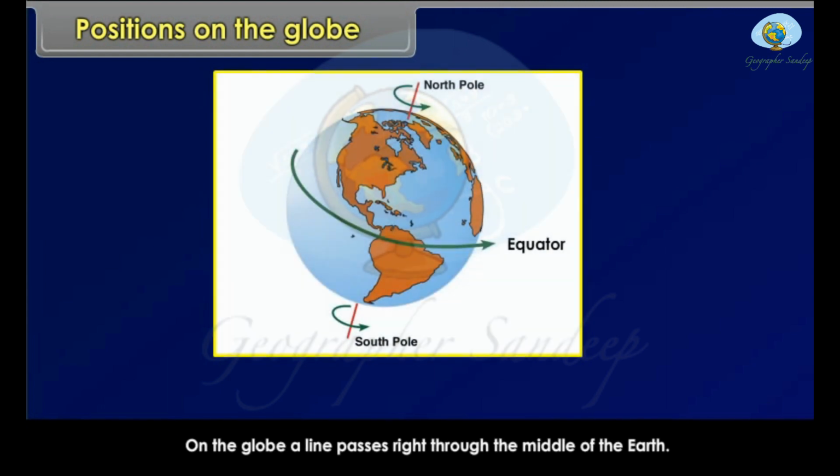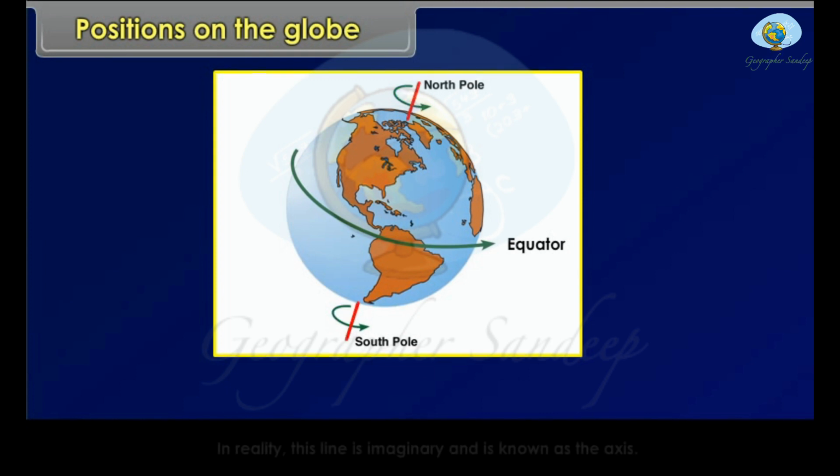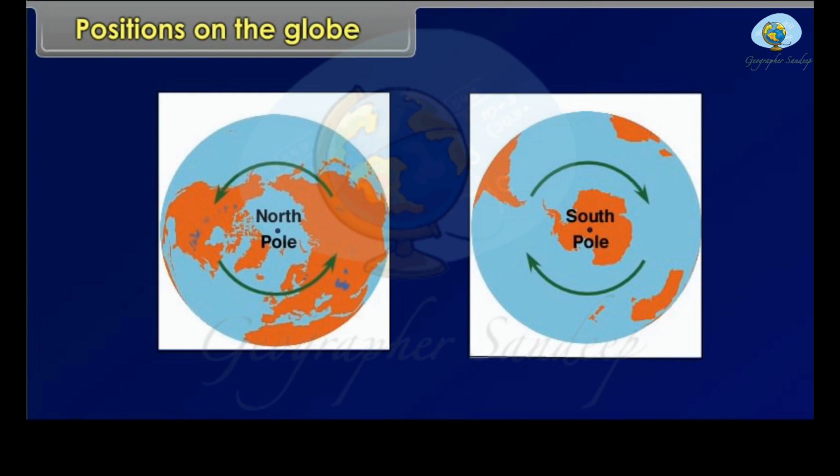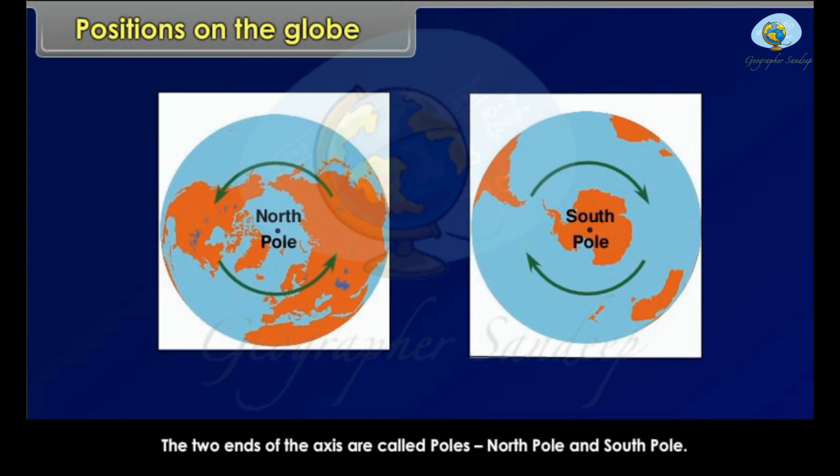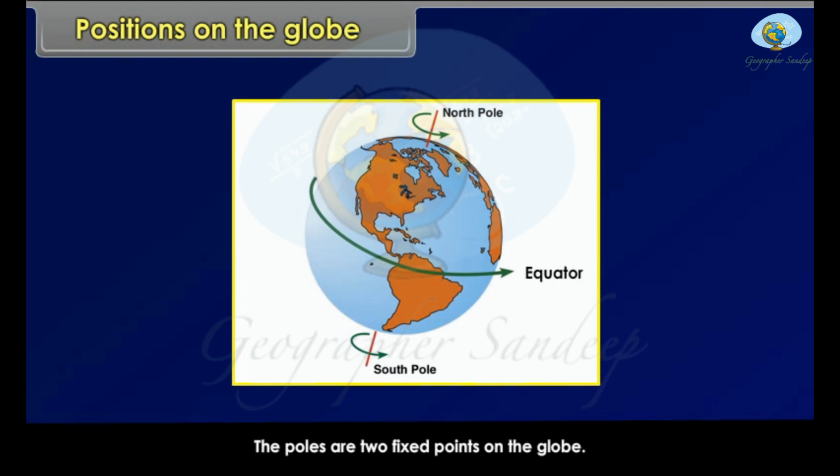On the globe, a line passes right through the middle of the Earth. In reality, this line is imaginary and is known as the axis. The Earth rotates on its axis. The two ends of the axis are called poles, North Pole and South Pole. The poles are two fixed points on the globe. The axis is inclined at an angle of 66.5 degrees towards the east.